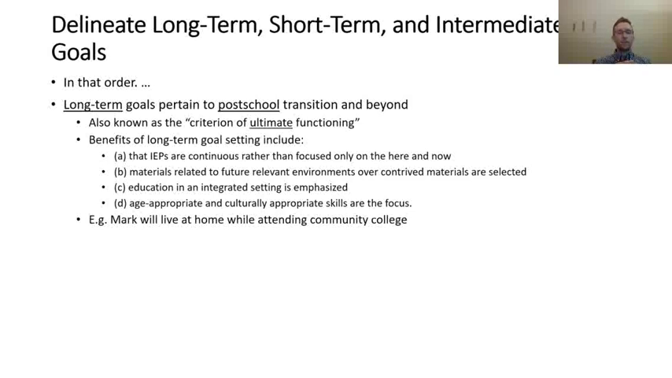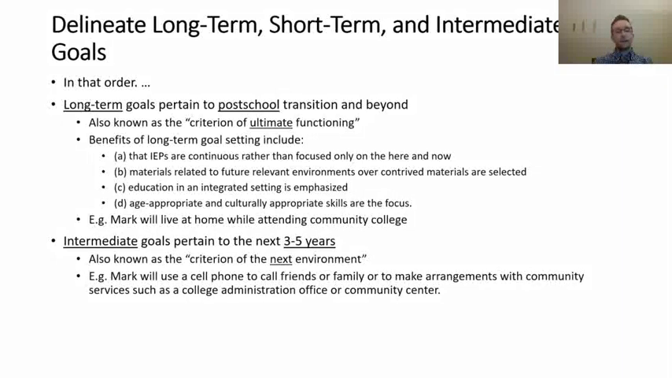C, education in an integrated setting is emphasized. And D, age-appropriate and culturally appropriate skills are the focus. So an example of a long-term goal is that Mark will live at home while attending community college. That's an example. Intermediate goals pertain to the next 3 to 5 years. Okay, and they're also known as the criterion of the next environment.